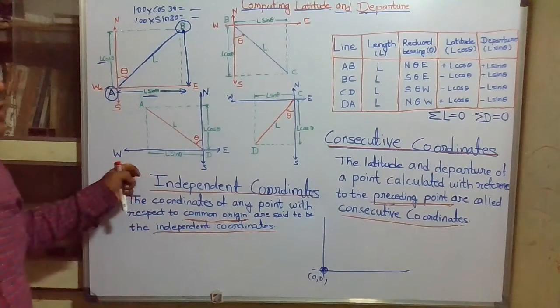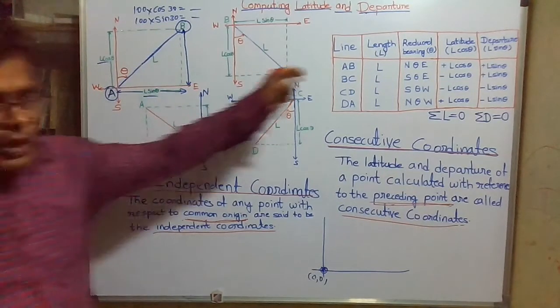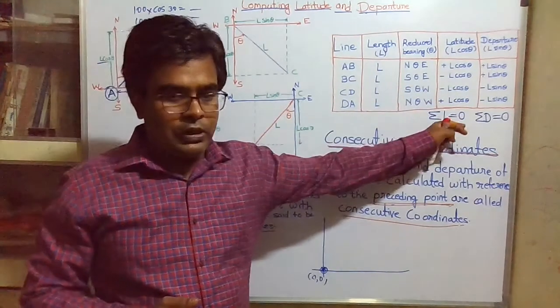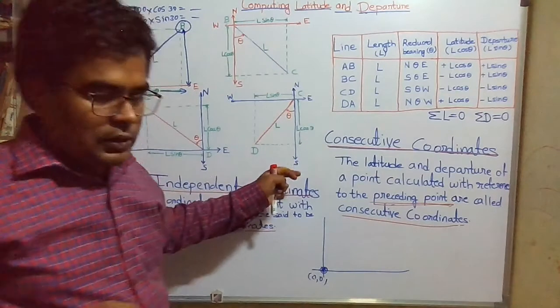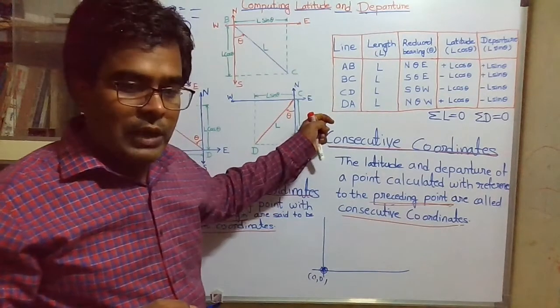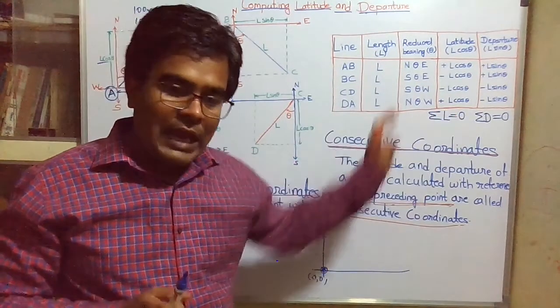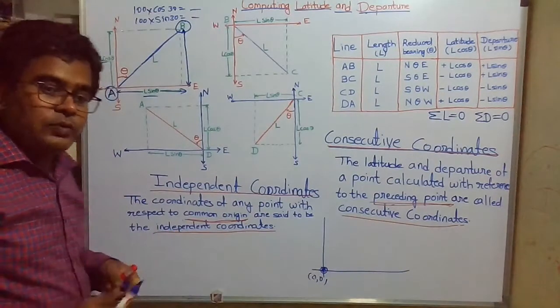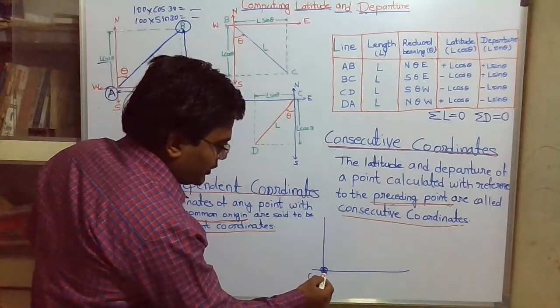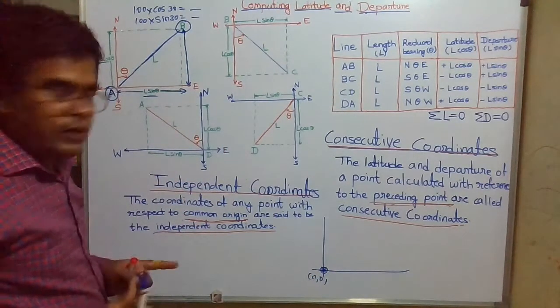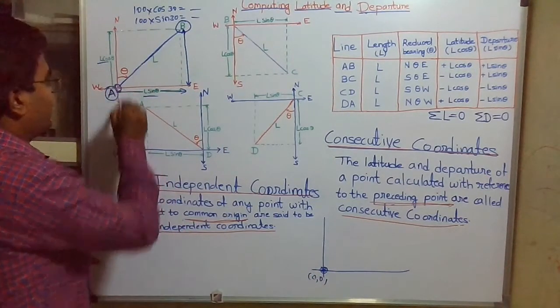First, we are going to calculate latitude and departure from the preceding point. That is, we are going to first calculate consecutive coordinates, and then we convert them to independent coordinates by assuming certain coordinates for the first point of the traverse, A.